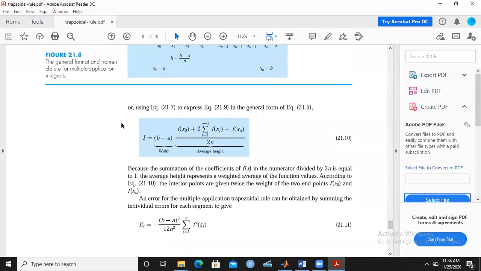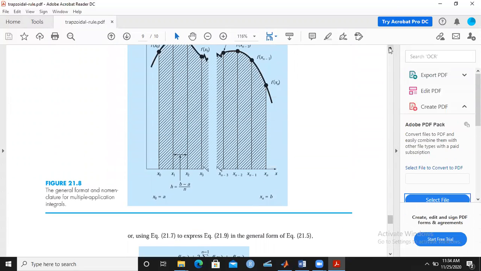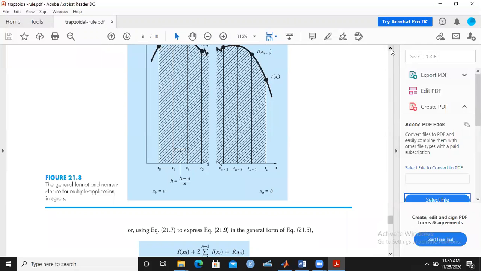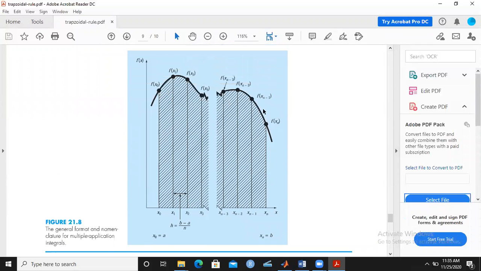Here is the standard formula for the trapezoidal rule. We divide the area into small patches and then add them up. We take the functional value at the starting point, the functional value at the ending point, and 2 times the sum of the functional values at the remaining points.